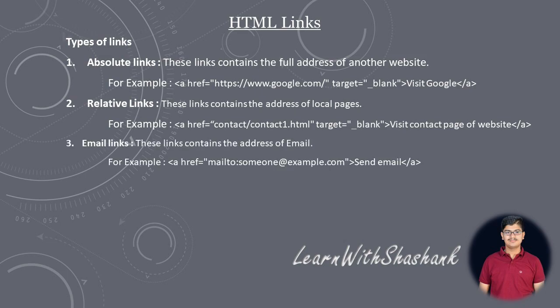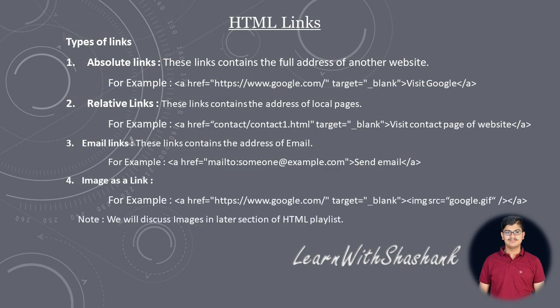Third type of links are email links. What is meant by email links? The link contains the address of the email. Fourth type is using an image as a link, means we are creating an anchor tag using an image. We will discuss images in a later section of the HTML playlist.